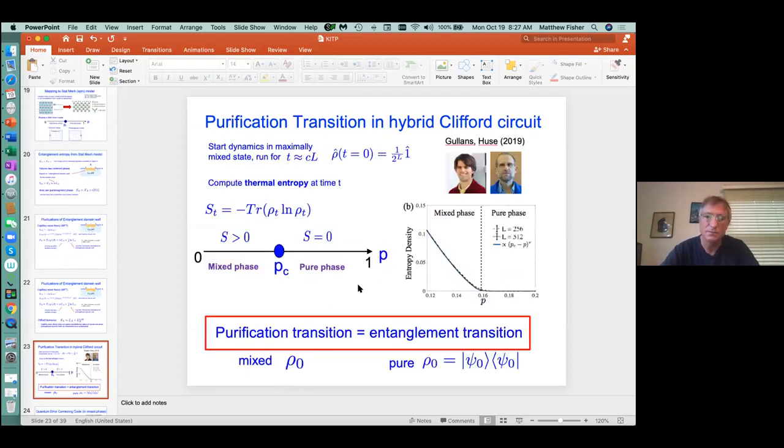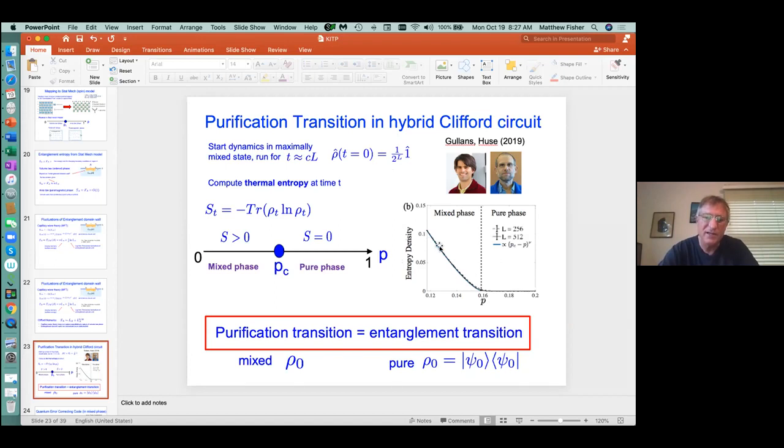There's a completely different way to look at this entanglement transition, as a purification transition, and this was in some beautiful work by Michael Gullans and David Huse, where the only difference with this Clifford circuit that they ran from what we were describing already is they started with a maximally mixed state, where the thermal entropy is very high. It's L log 2. They ran the Clifford circuit out to times of order L and then computed the thermal entropy. And what they found is that for low measurement frequencies, the density matrix stayed mixed. This they call the mixed phase.